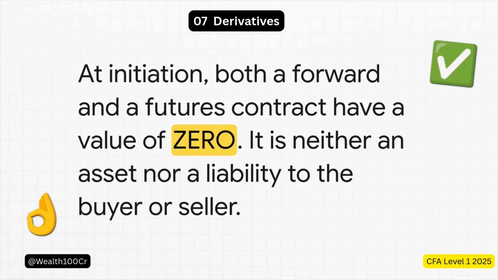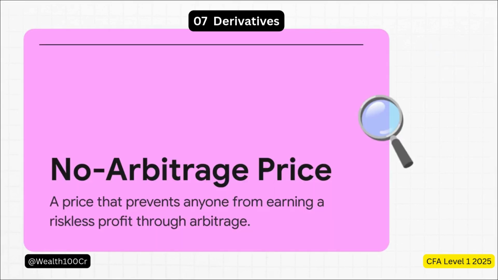Now here is something very important to remember, but it is also very easy. At the very beginning, when you make the promise or buy the ticket, has any money really changed hands? No, not yet. So at that moment, the value of the contract itself is zero. It is not an asset, it is not a liability, it is just an agreement for the future. Simple, isn't it? So you might be asking, how is the price decided? Well, it is set at something called a no arbitrage price. Now this sounds very complicated, but it just means a fair price. It is calculated so that nobody can make a risk-free profit for free.